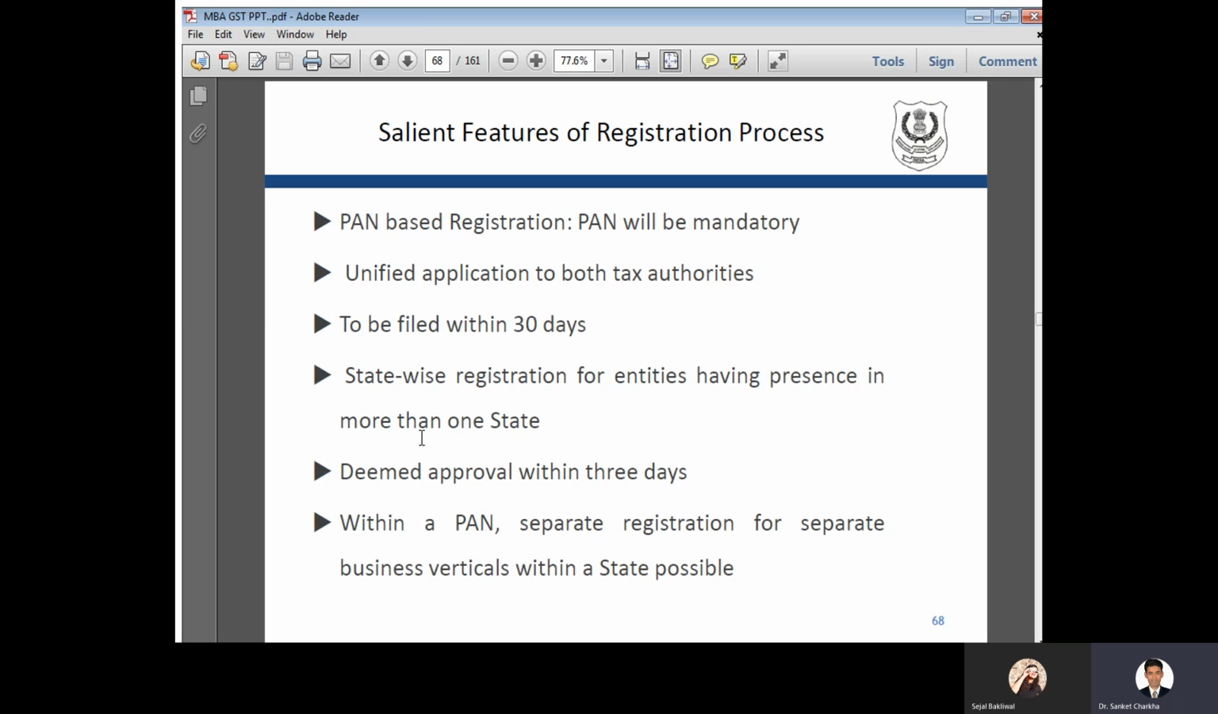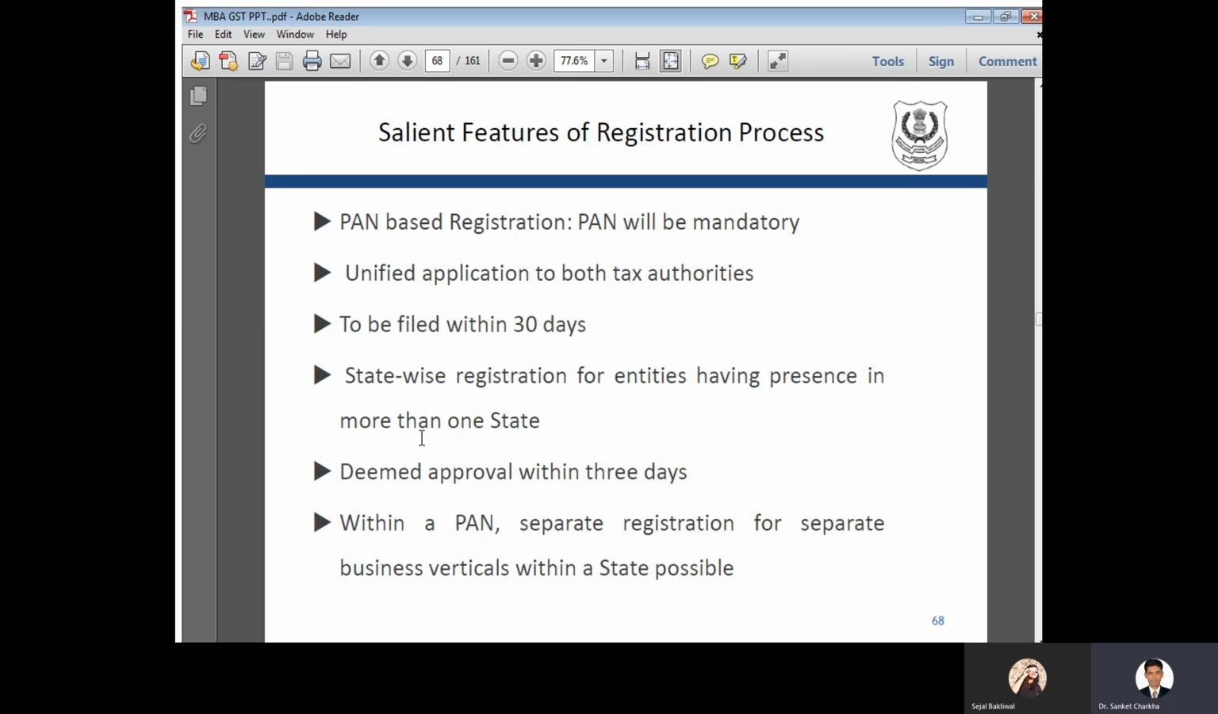If a particular trader or person, specifically a person who is eligible under the registration process, wants to get certified or authorized under the purview of GST, how does he register himself? Now, the various salient features of the registration process.